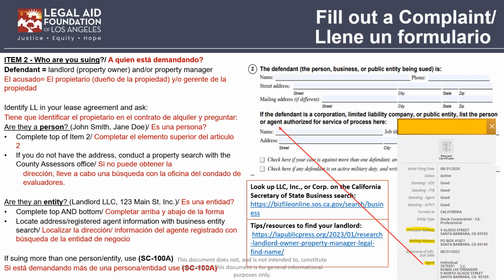The small claims complaint only includes space to name one defendant. If you want to sue more than one person or entity, you can attach an additional form. The form number is SC100A, and it provides you additional lines to add additional defendants to the case.